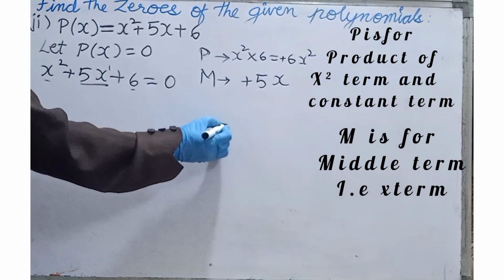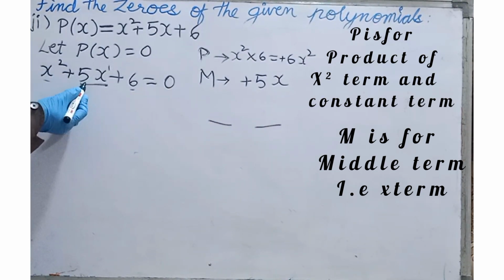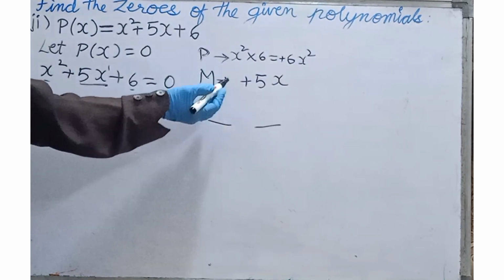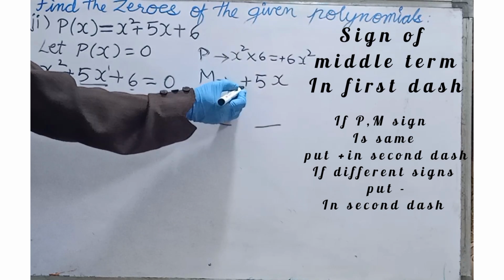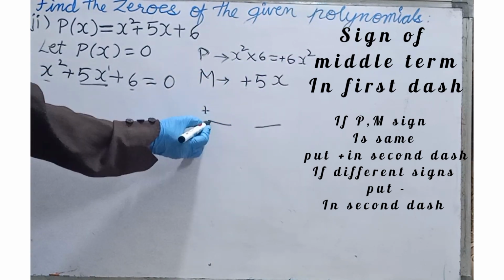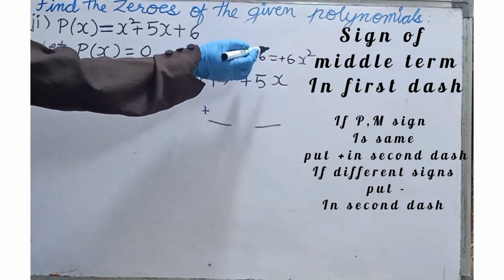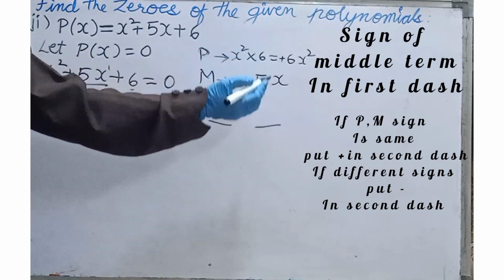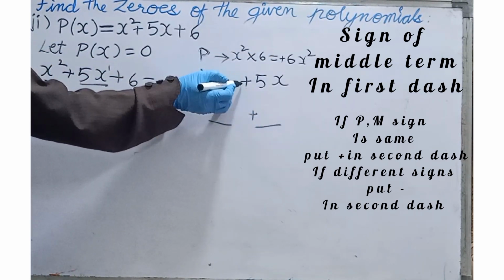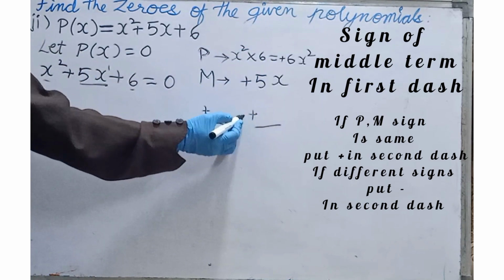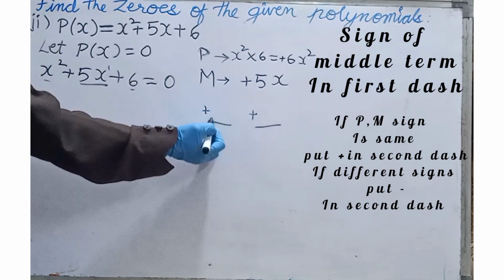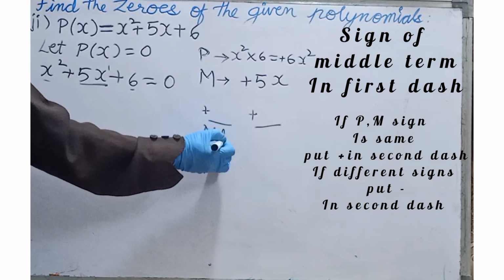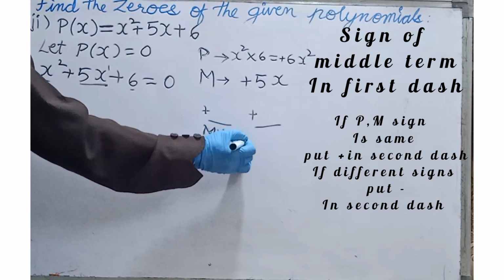Now you draw the 2 dashes here. We are going to split 5x. So the answers we'll get here. Okay. So in this, first thing we have to do is copy the sign of middle term in the first box, in the first dash. Now look at the sign in product. Okay. If these two signs are same, then write plus here. If here you have plus and here you have minus, then in the second dash you write minus. Okay, is it clear to you all? Here you will copy the middle term sign. Okay, copy middle term sign.